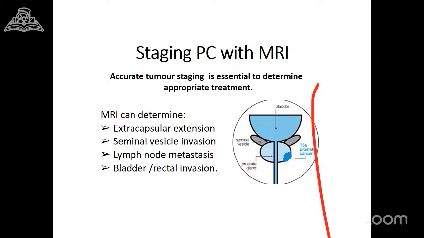Using MRI, we can assess important features such as extracapsular extension, which indicates spread beyond the prostate capsule, as well as seminal vesicle invasion. MRI can also help identify lymph node metastasis and evaluate invasion into nearby structures, such as the bladder or rectum. These findings are critical for determining prognosis and planning surgery or radiotherapy or other treatment.